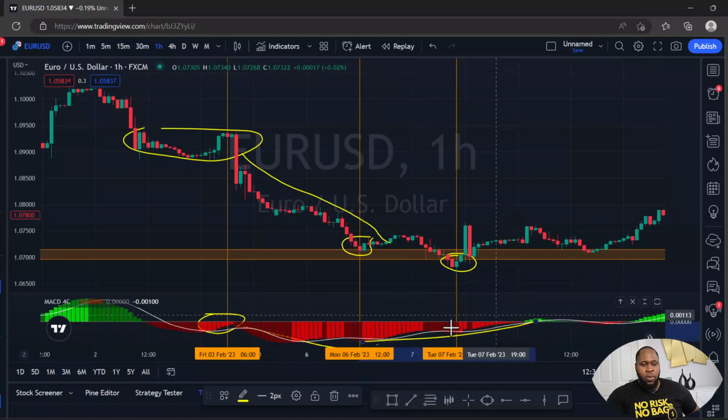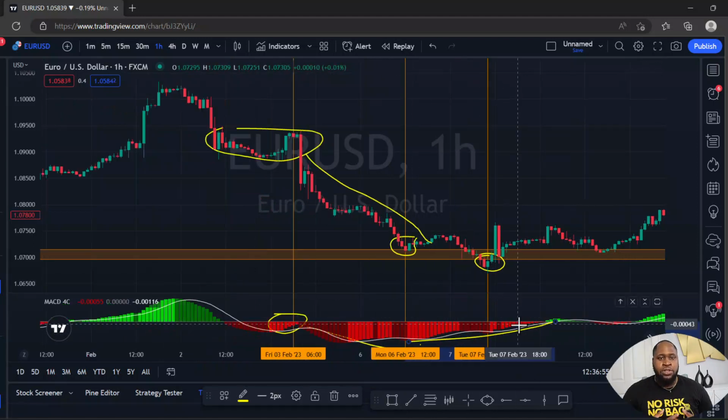This is again what we call divergence. Okay, so now if I spot this divergence, the next step I want to take is I want to make sure that this move is actually losing momentum, and I'm not just entering a buy and it goes further to the sell side. So what do I do?